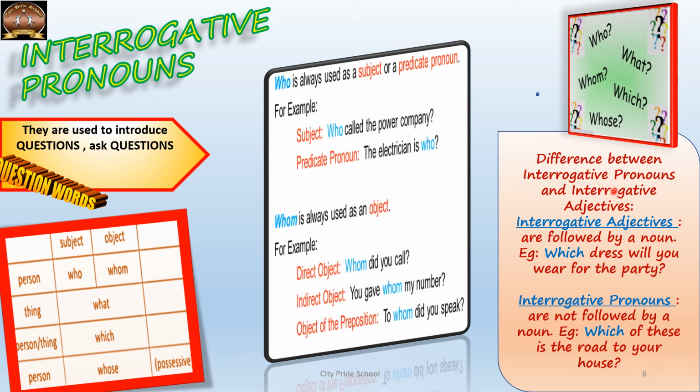Again, the difference between interrogative pronouns and interrogative adjectives follows the same thumb rule. Interrogative adjectives are immediately followed by a noun, like in this sentence: Which dress will you wear for the party? Which is immediately followed by dress. Interrogative pronouns are not followed by a noun: Which of these is the road to your house? Here, which is not immediately followed by a noun, so it is an interrogative pronoun.